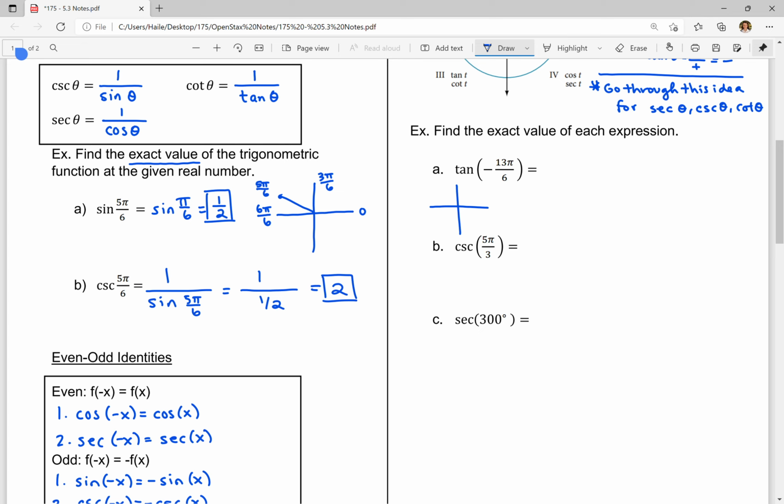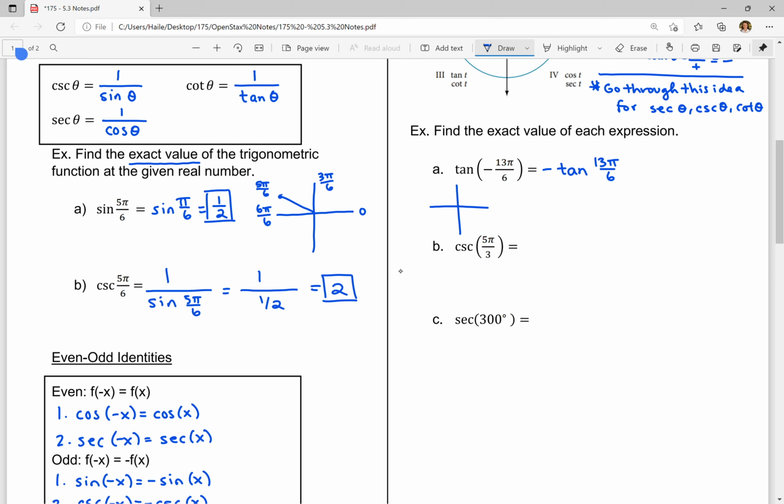Okay, I know what I want to do here. So we have a negative first. First of all, we know tangent is an odd function, so we can pull the negative out front. So this is negative tangent of 13 pi over 6. Now we want to think about where is the angle of positive 13 pi over 6.